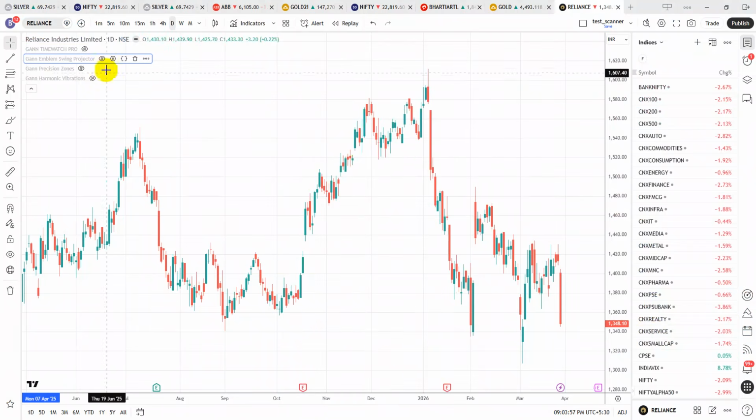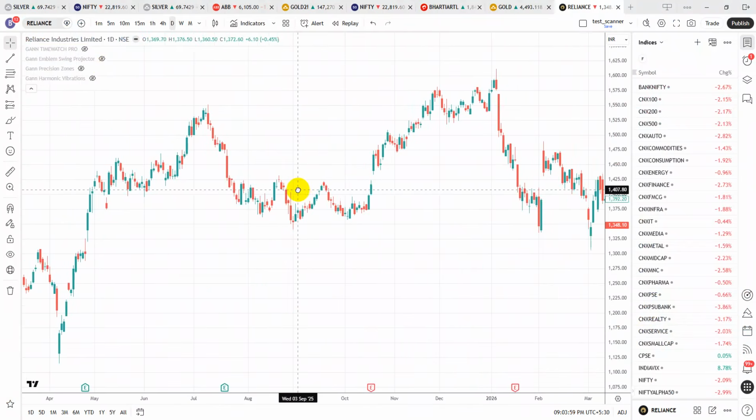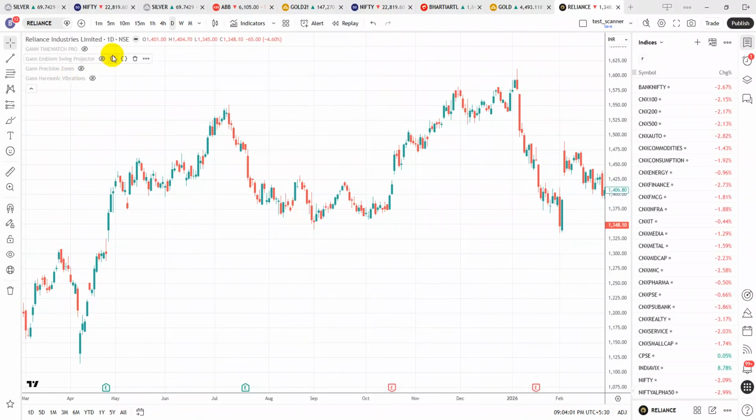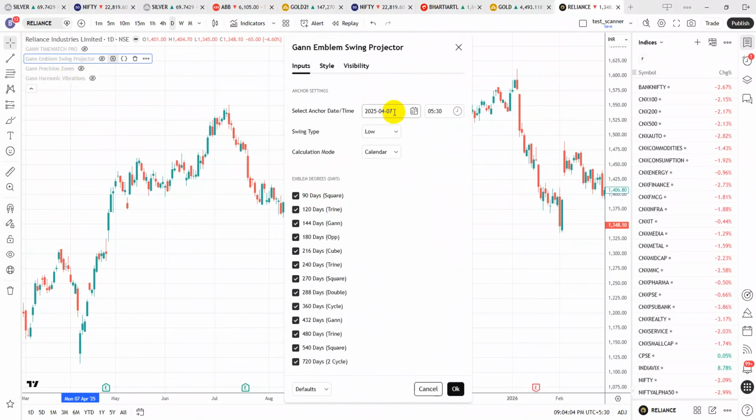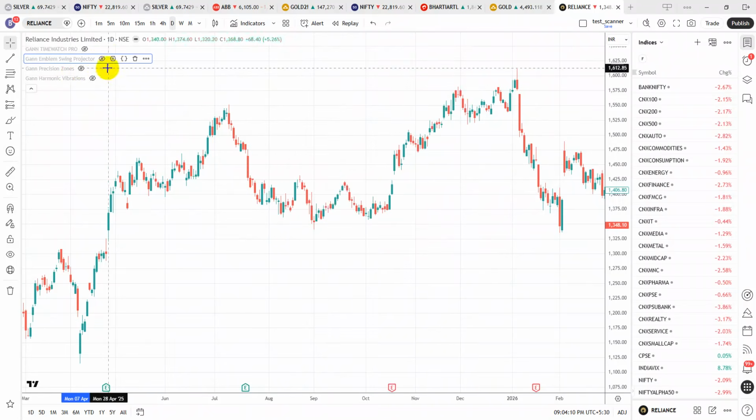Now what you have to do is just go ahead and select a major low. Like here it made a low on 7th April. Just go here, 7th April 2025 low. And we can do two kinds of calculation. One is calendar days, one is trading days. So let's first start with calendar days.